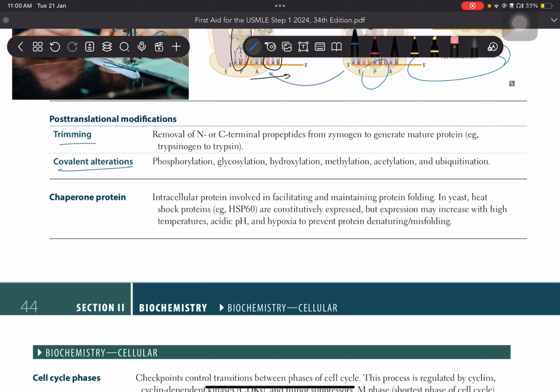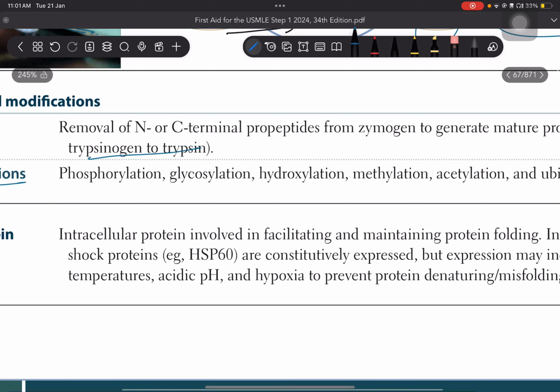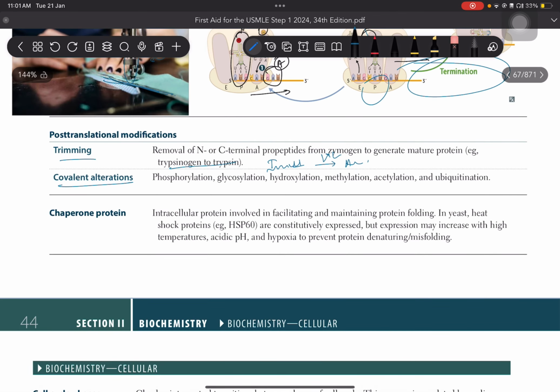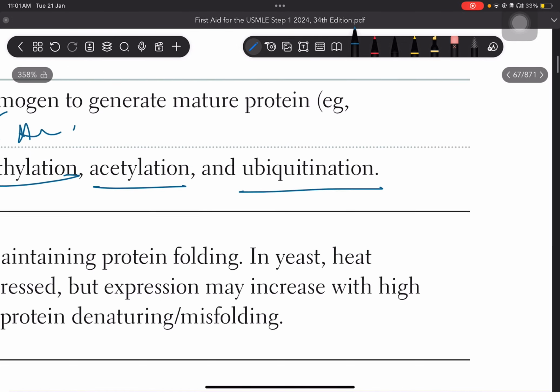Post-translational modifications: trimming and covalent alteration. What does this mean? Removal of N- or C-terminal propeptides from a zymogen to generate a mature protein. For example, trypsinogen is converted into trypsin, and insulin is formed with a C peptide; once you remove the C peptide, you have the active form of insulin. This is also a form of trimming. Covalent alteration is by phosphorylation, glycosylation, hydroxylation, methylation, acetylation, and ubiquitination. This is important.